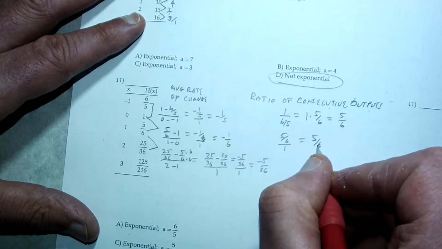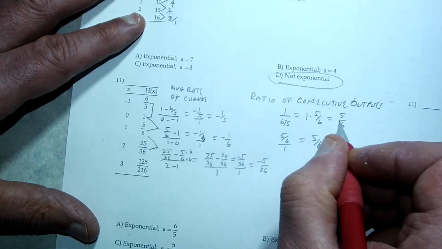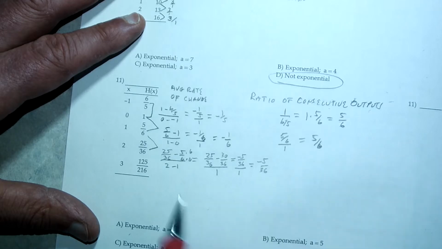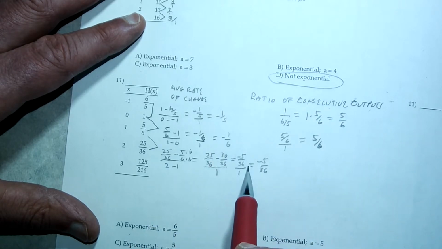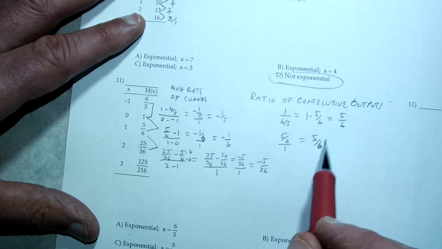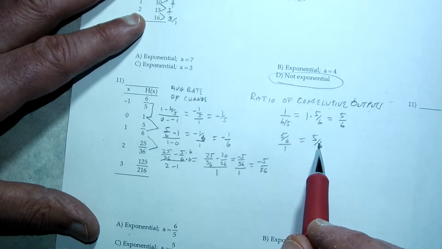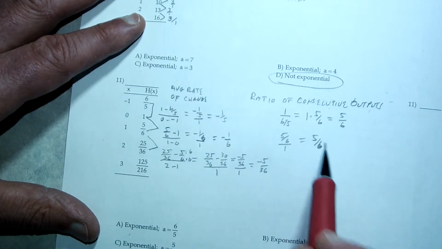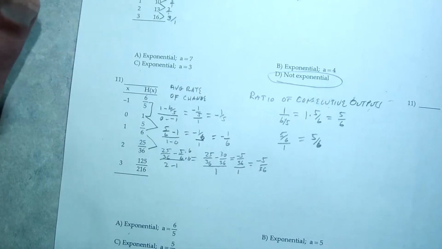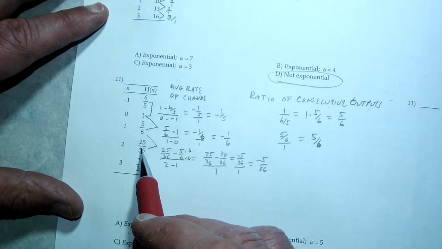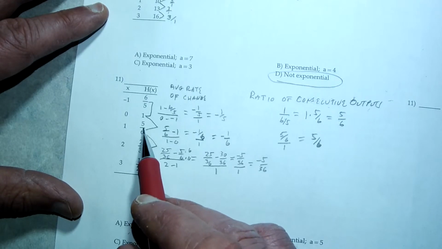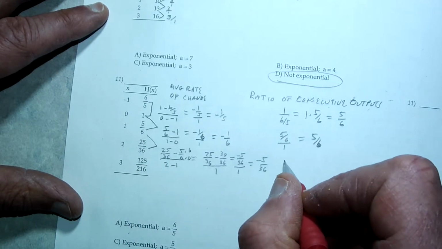Oh, okay, well, look, we're starting to get a pattern here. We're getting not a constant average rate of change, not a constant slope, but a constant ratio of outputs. And when that happens, then you know that you have an exponential function. Let's try it on the next one. This would be the ratio of what? 25/36 to 5/6. And let's see how that one would work out.